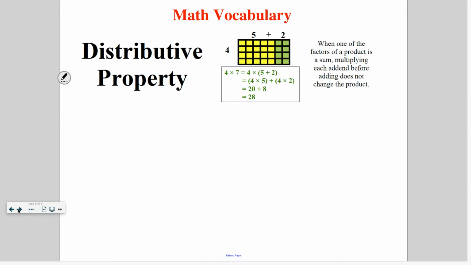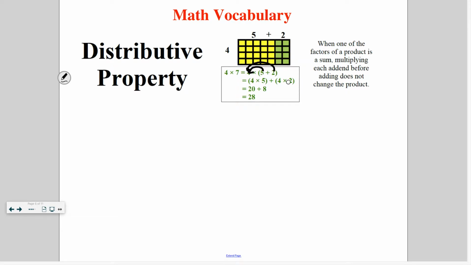I just want to refresh your memory of what the distributive property is. So to summarize what you're seeing here, basically it's breaking apart or decomposing one of the factors to then multiply those two numbers by the other factor. So for example, they've broken apart 7 to be 5 and 2 because they add up to 7. And then they multiply each of them by 4 because that is the other factor.